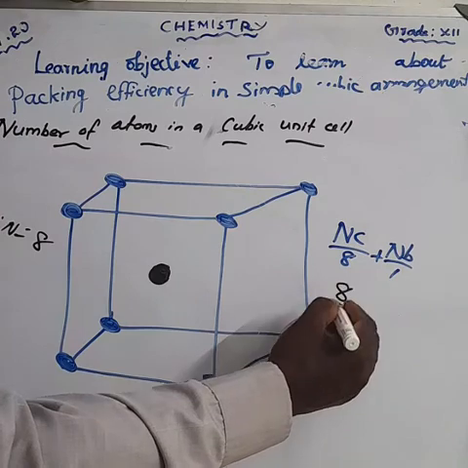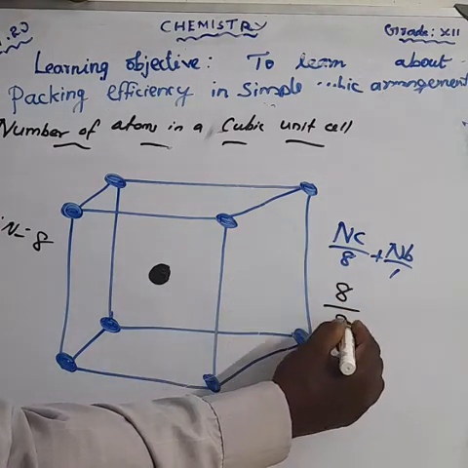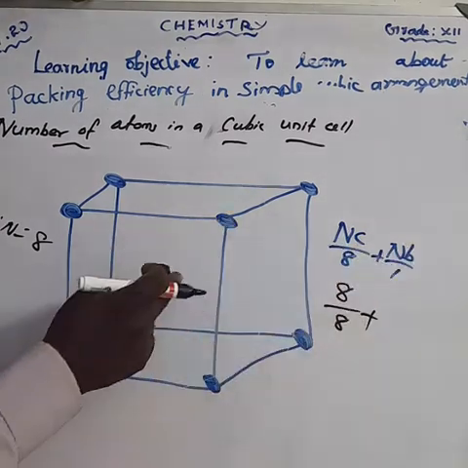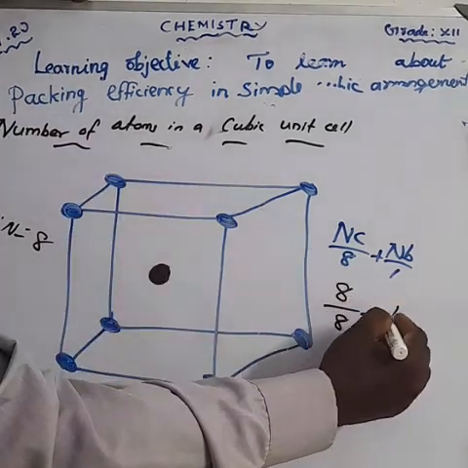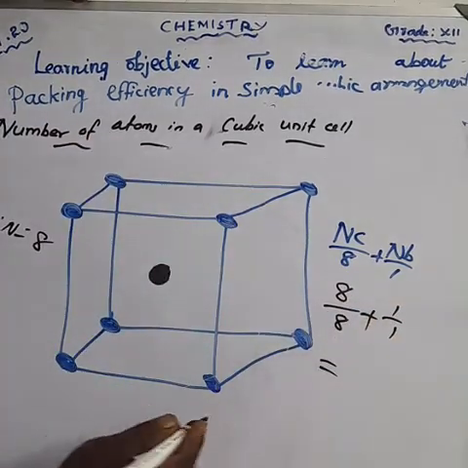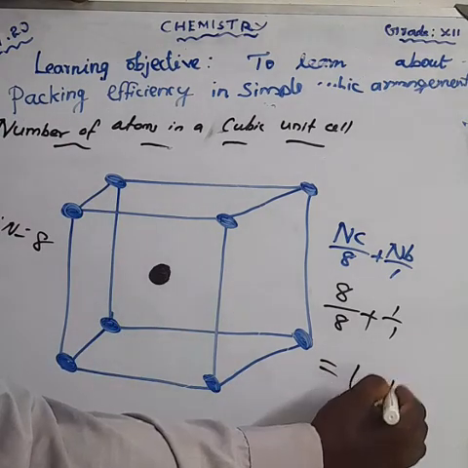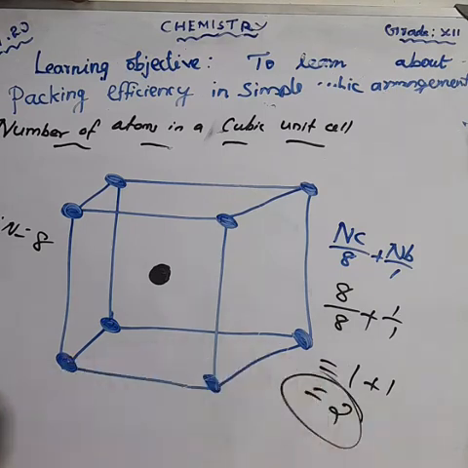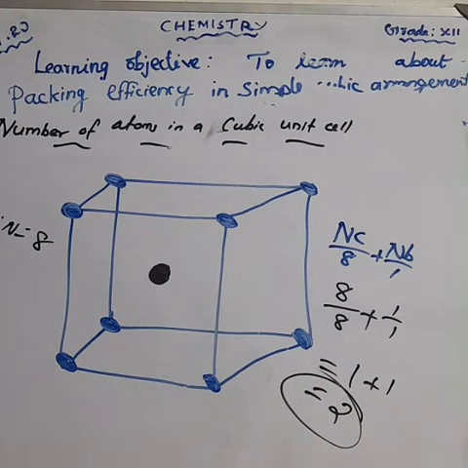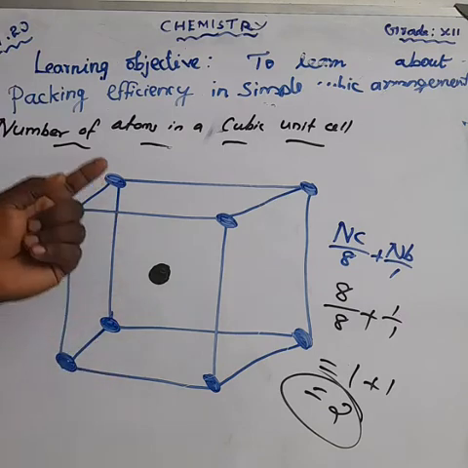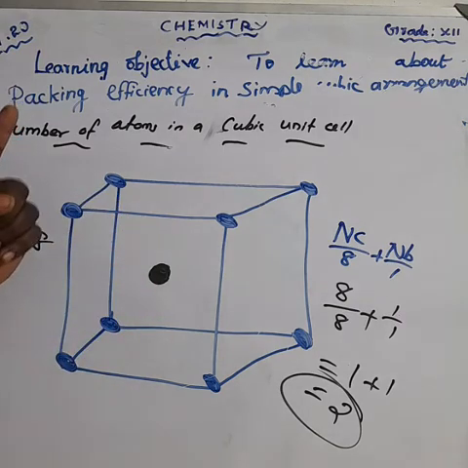Number of corners is 8 by 8 plus number of body. Number of body how much? 1 by 1. So what's the answer? 8 by 8 is equal to 1. 1 plus 1 by 1 is equal to 2. So in the body-centered cubic, the BCC arrangement, the number of atoms in a BCC unit cell is equal to 2. Don't forget that.